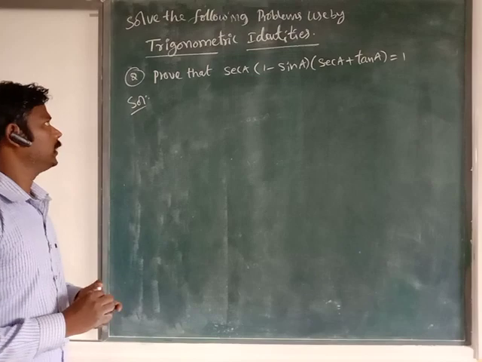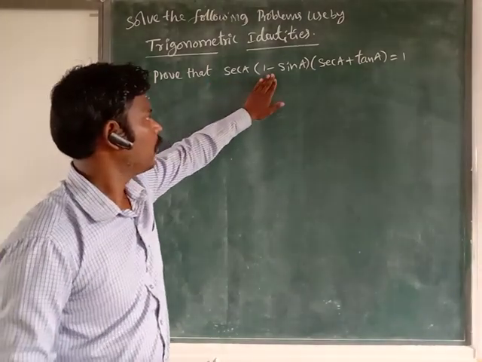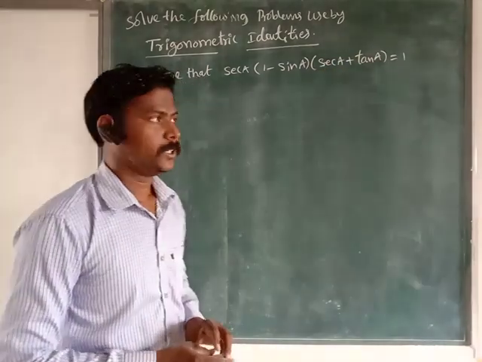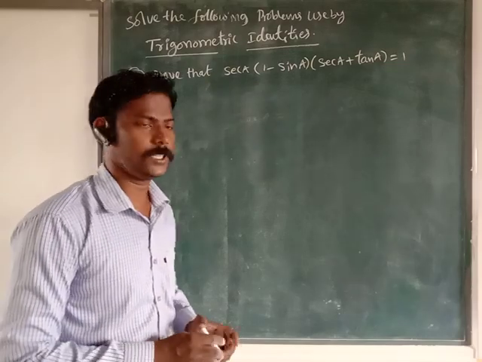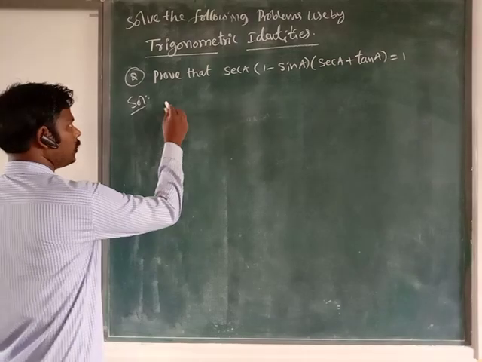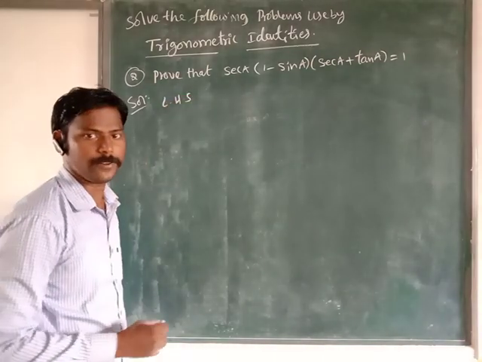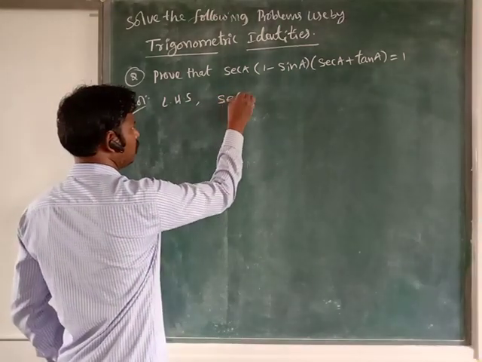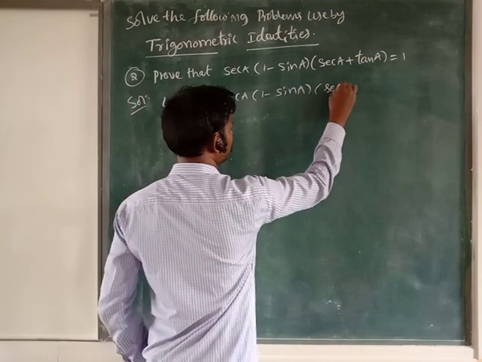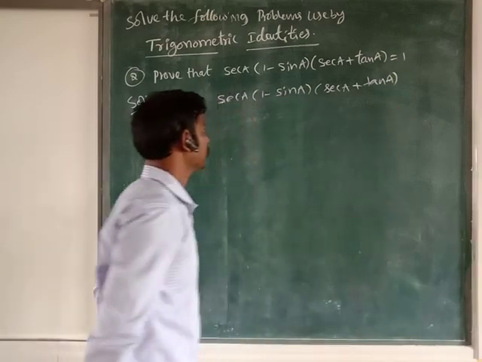Next, see the second problem. Prove that secant A into 1 minus sin A into secant A plus tan A equal to 1. So, how to prove this value is equal to 1? Okay, children? First of all, consider LHS, the left hand side value. What is the value? Secant A into 1 minus sin A into secant A plus tan A. Okay?